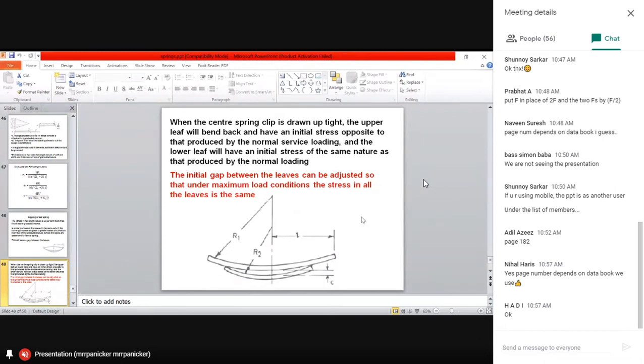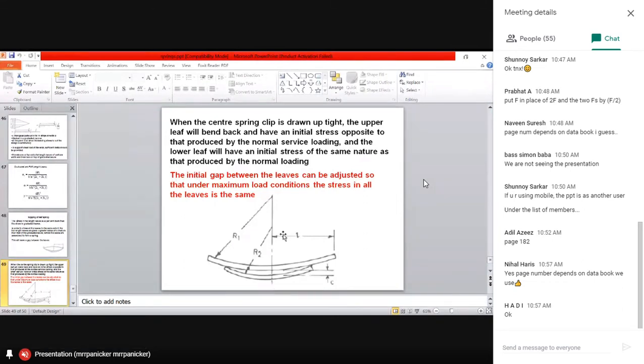I will explain once again. In the normal condition, when the external load is applied, the stress in the full length leaf is more than the stress in the graduated leaves. We want to keep all the stress the same under a maximum load condition. So we are providing a greater radius of curvature for the full length leaves than the graduated leaves. This greater radius of curvature means a gap will be formed, and that is called the nip, the gap nip.